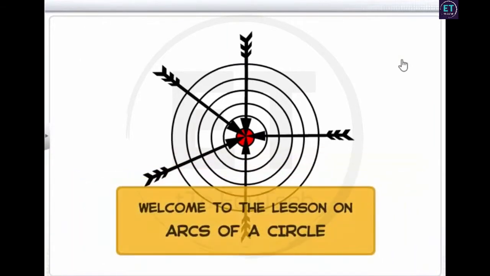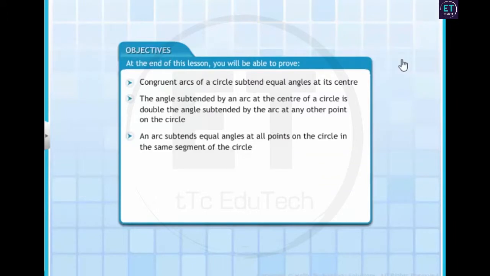Welcome to the lesson on arcs of a circle. At the end of this lesson, you will be able to prove that congruent arcs of a circle subtend equal angles at its center. You will also be able to prove that the angle subtended by an arc at the center of a circle is double the angle subtended by the arc at any other point on the circle, and that an arc subtends equal angles at all points on the circle in the same segment of the circle.